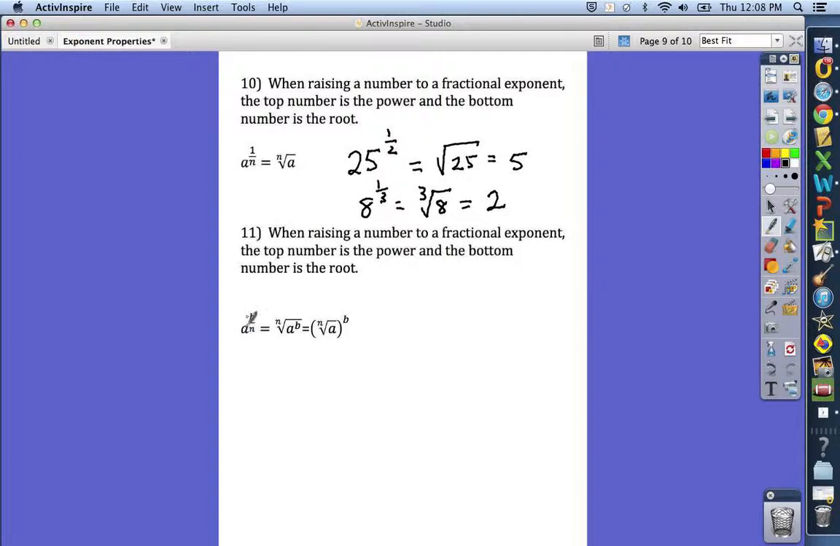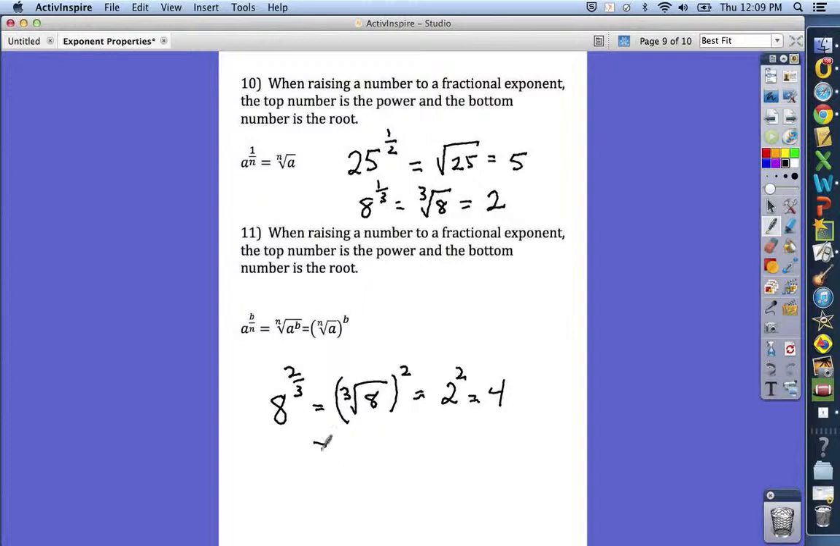Now when you're raising to a fraction that doesn't have a 1 in the top, treat that number as the power. So for example, if I had the number 8 raised to the 2/3 power, that would be the same as having the cube root, because the bottom number is 3, the cube root of 8, and then the quantity of that squared. So we know the cube root of 8 is 2. Raise that to the second power, this final answer would be 4.